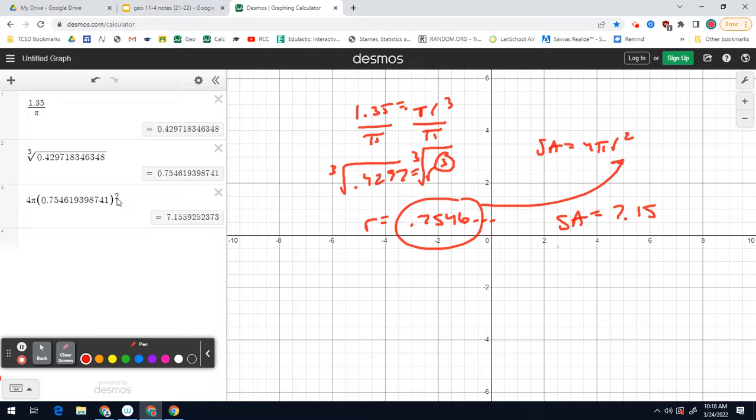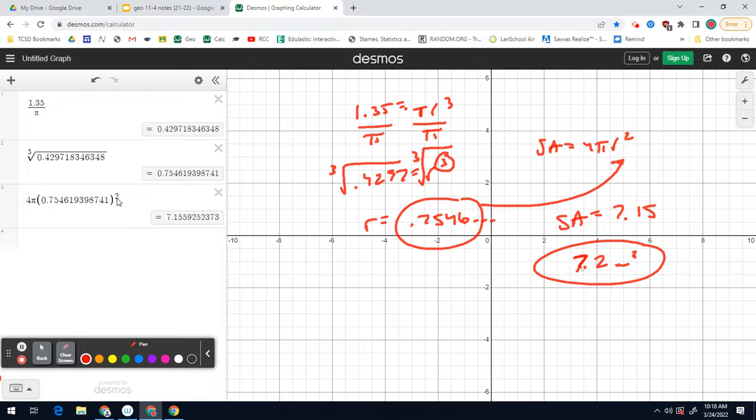If you put 7.1, this rounds up to 7.2. When I did it in my notes, I got 7.1. It's close enough. So 7.2 meters squared, sure. And that would be the surface area you need to cover this, or this would be the minimum square meters of fabric you need to cover up this ball.